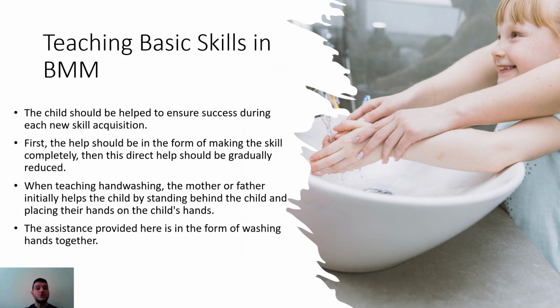The child should also be helped to ensure success during each new skill acquisition. First, the help should be in the form of performing the skill completely, and then this direct help should be gradually reduced. When teaching hand washing, the mother or father initially helps the child by standing behind the child and placing their hands on the child's hands. The assistance provided here is in the form of washing hands together. Then the assistance is reduced to holding the child's wrist, holding the arm.